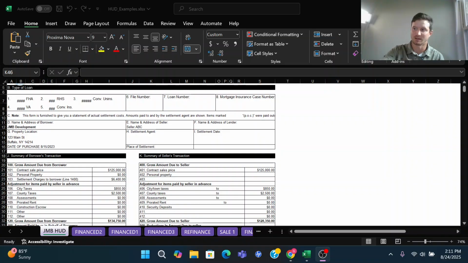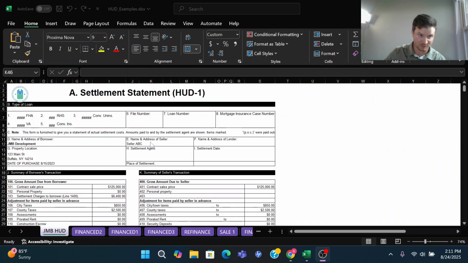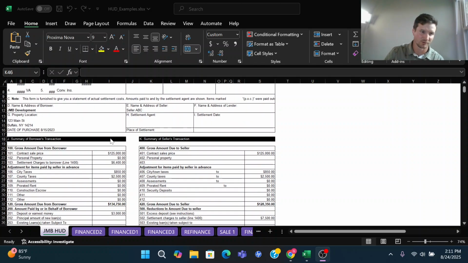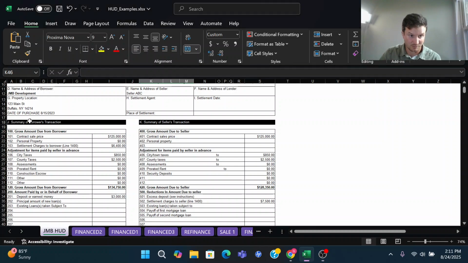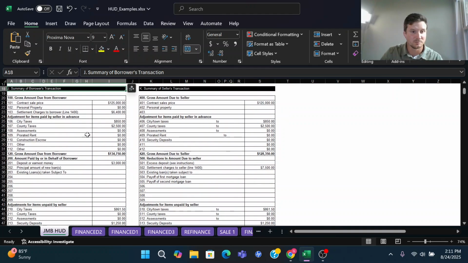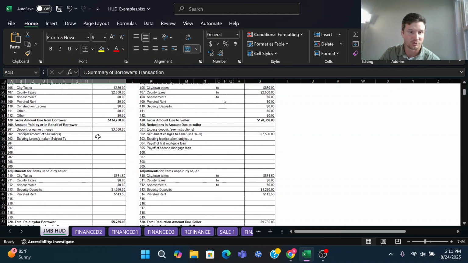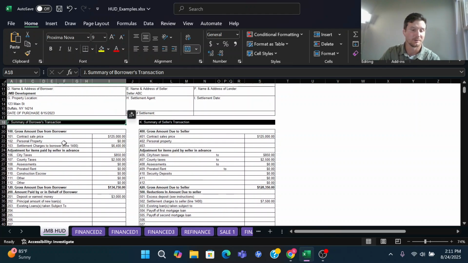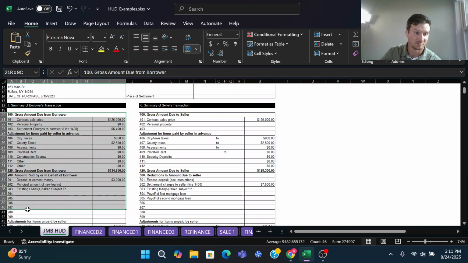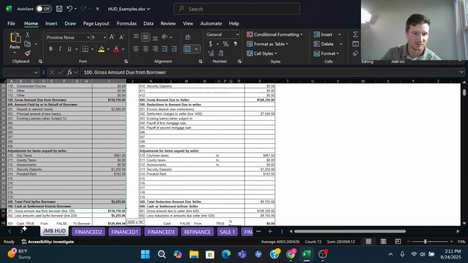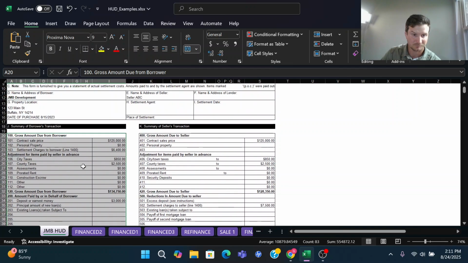First things first, you need to break it down to as simple as you can. So you're going to see something like this. This is a general HUD statement. This is one of the more complicated ones, but you can see that there's the borrower's transaction and the seller's transaction. This one is just a cash purchase, with no loans or anything on here, just to make it simple. That way you're not getting confused by anything. As the buyer, you're just going to be looking at this side. This is all that you care about right here.